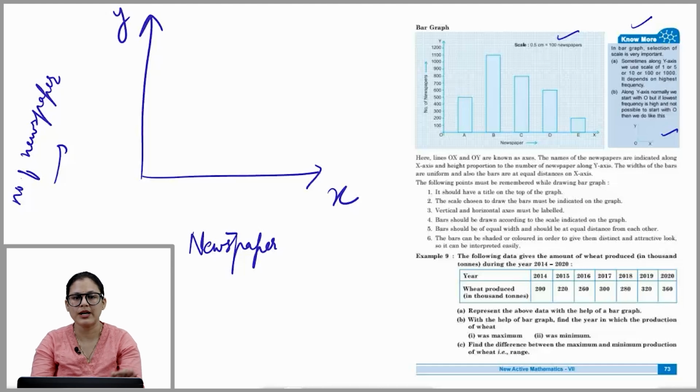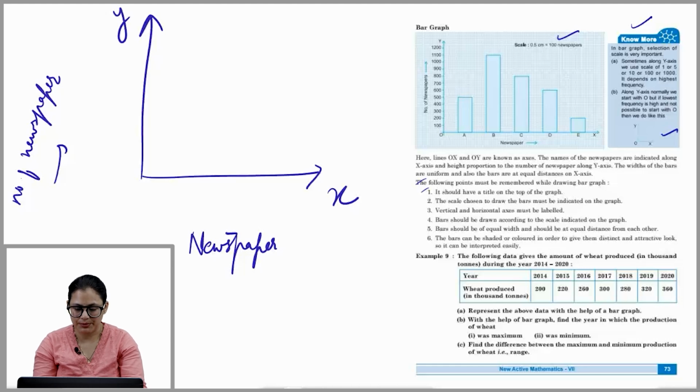The following points must be remembered while drawing a bar graph. So what are these points? First, it should have a title on the top of the graph. Number 2, the scale chosen to draw the bars must be indicated on the graph. Number 3, vertical and horizontal axes must be labeled. Number 4, bars should be drawn according to the scale indicated on the graph. 5, bars should be of equal width and at equal distance from each other. 6, the bars can be shaded or colored to give them a distinct and attractive look, so it can be interpreted easily.